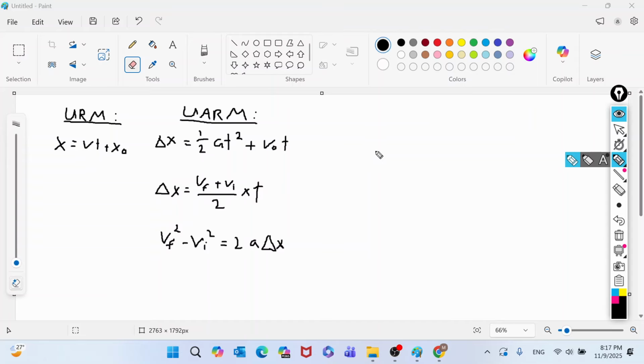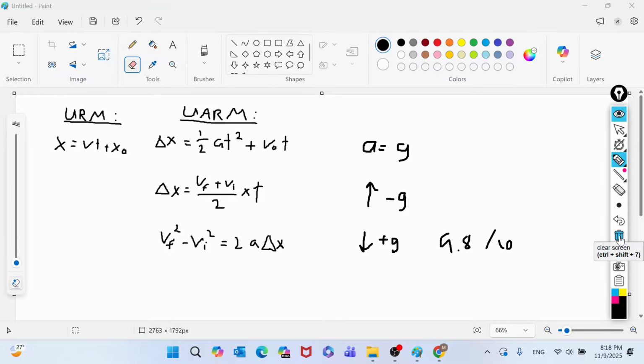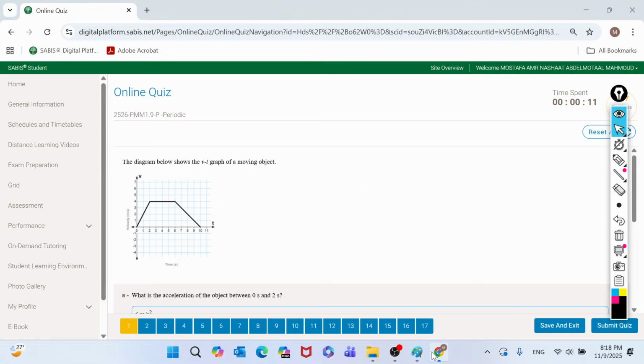And also one more thing you need to know. For free fall, acceleration is equal to the gravity. If it's going up, then it's negative gravity, because gravity is pointing down. If it's going down, it's positive gravity. Okay? Which is 9.8 or 10, depending on what's given. So that's basically all you need to know. And the quiz is just, use your brain, and in the exam also, you're good.